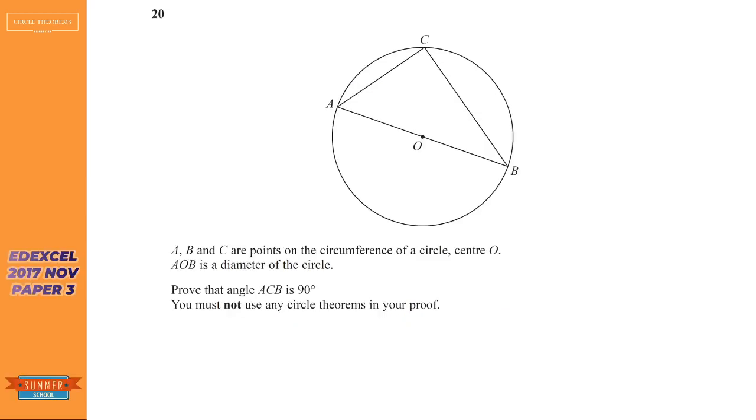Okay, last up is our Edexcel question, and this has removed all circle theorems from our knowledge, and unfortunately we can't use any circle theorems, and we've got to prove that angle ACB is 90 degrees. So this is basically something you just need to sit and learn. There's quite a few of the circle theorems have proofs like this, where you don't use any circle theorems, or you only use certain ones to prove something.